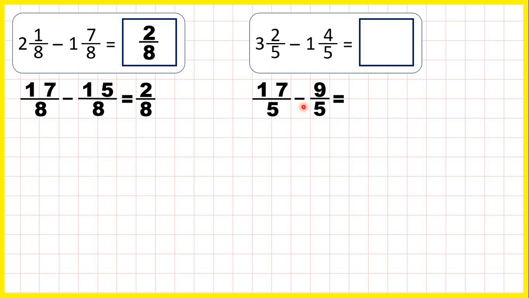So when we're subtracting fractions, we keep the denominator the same, and 17 minus 9 is 8. So as an improper fraction, our answer is 8/5.